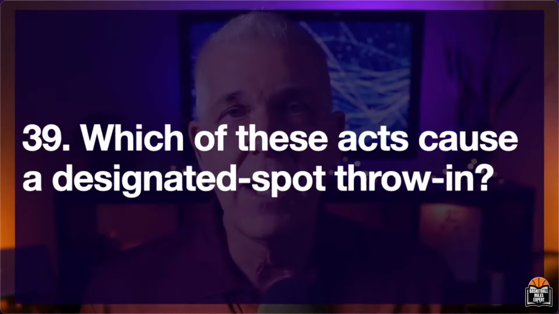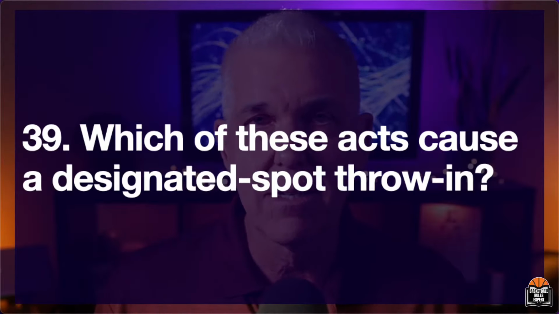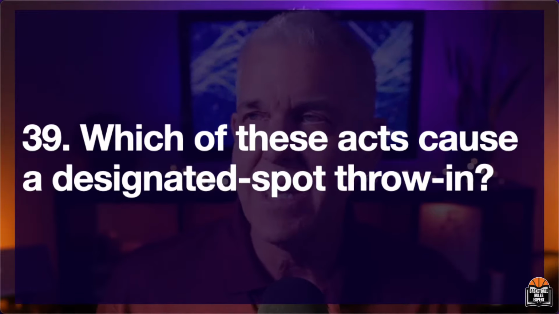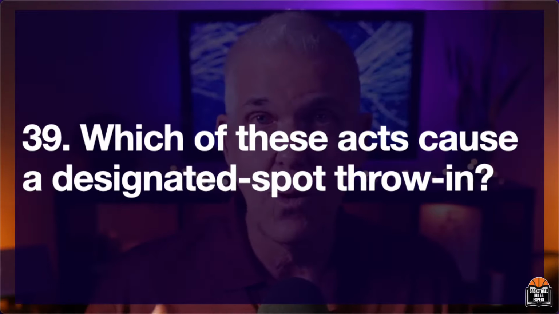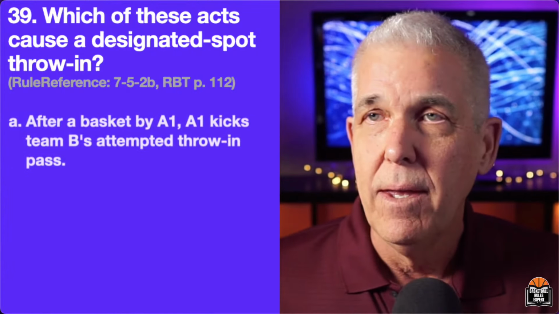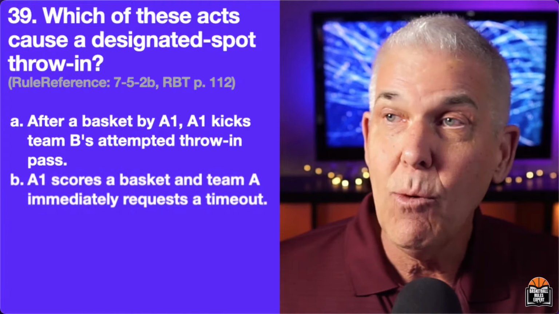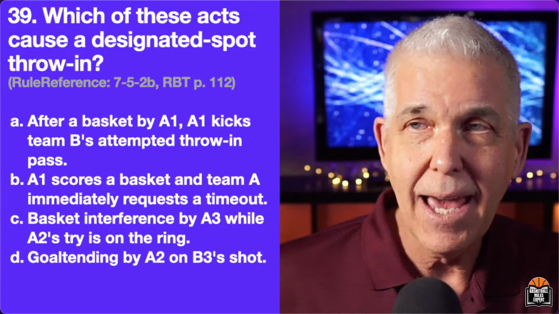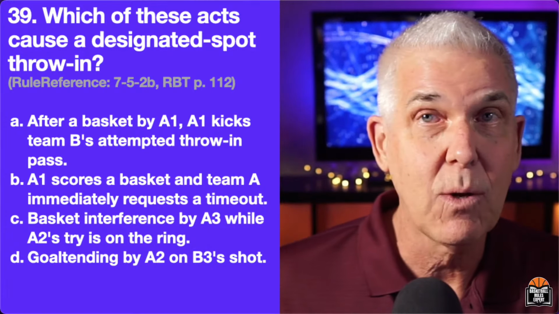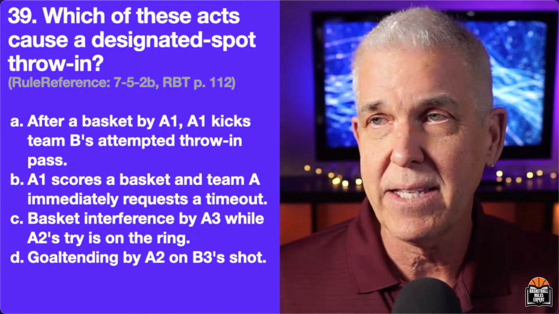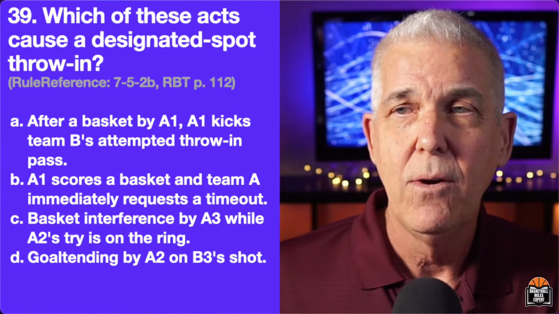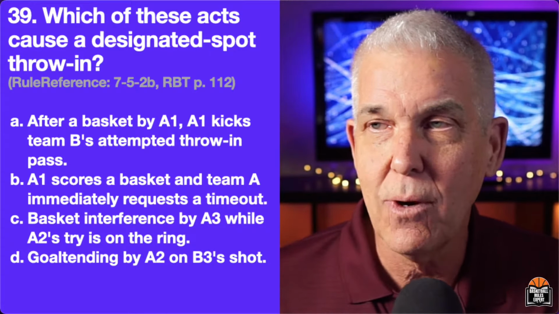All right, moving on. 39, which of these acts causes a designated spot throw-in? A, after a basket, A1 kicks Team B's attempted throw-in pass. B, A1 scores a basket and Team A immediately requests a timeout. C, basket interference by A3 while A2's try is on the ring. Or D, goaltending by A2 on B3's shot.